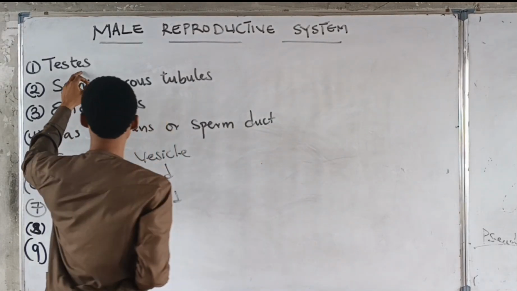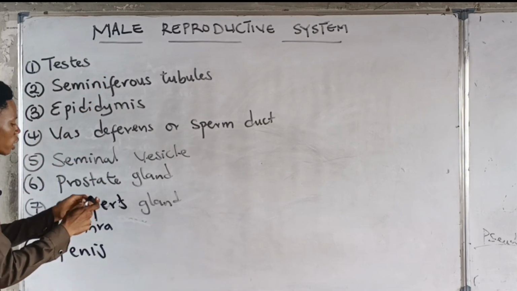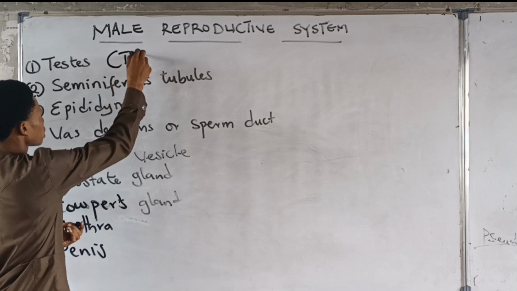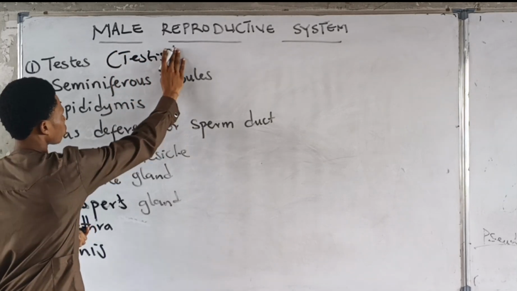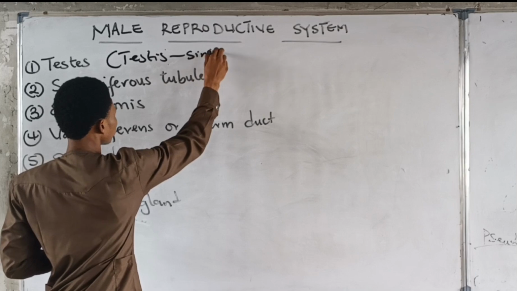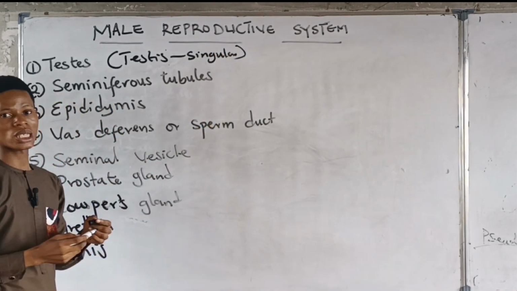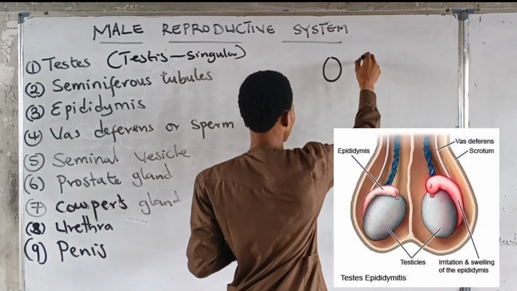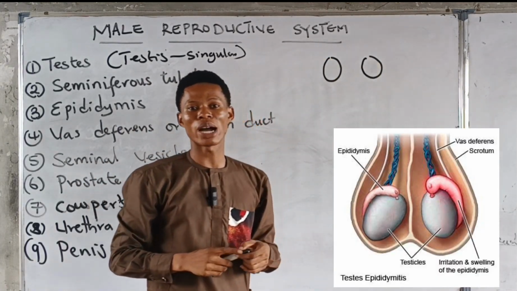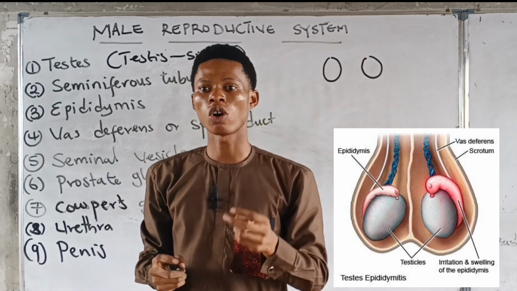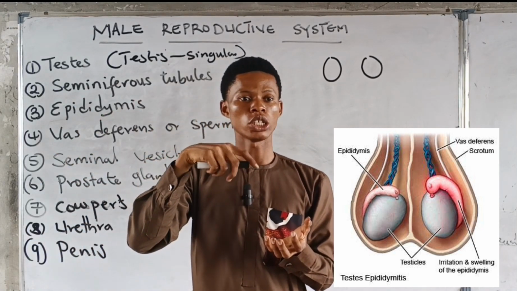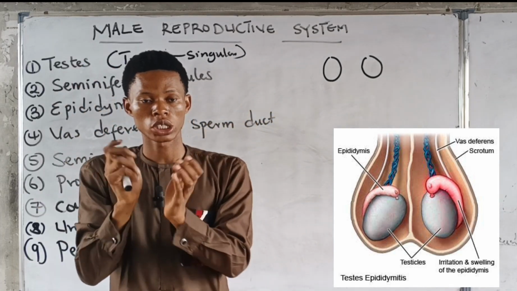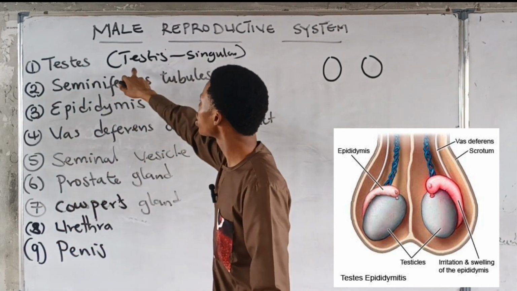So the first one I have here is the testes. Please take note that testes, the one with "es", is plural, while the one like this is singular. The testis is an oval-shaped structure, just like the egg we just finished looking at, and all male mammals have two of it. We said the testis is located in the scrotal sacs, and the scrotal sacs form the scrotum.